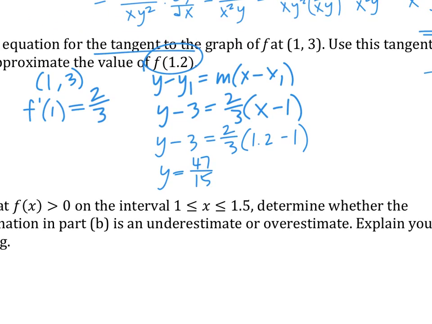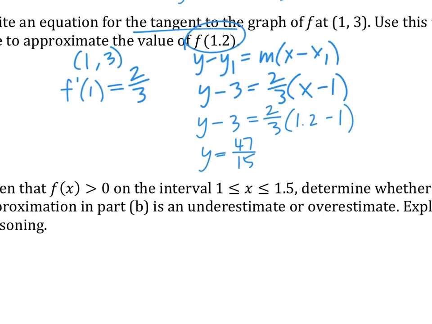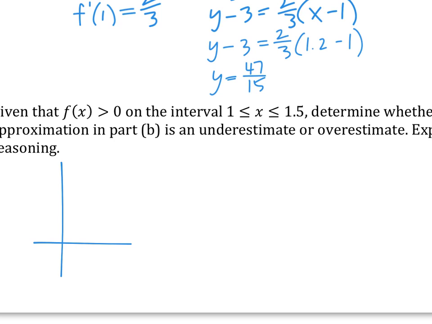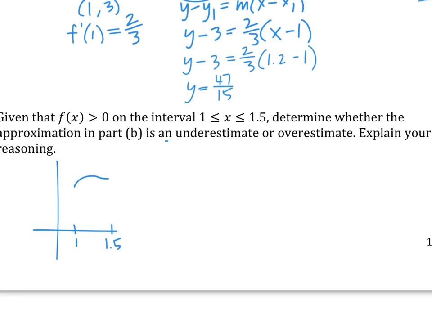All right, last one. This is kind of the hard one. Given that f(x) is greater than 0 on the interval between 1 and 1.5, determine whether the approximation in part B is an underestimate or overestimate. Explain your reasoning. Okay, what does f(x) greater than 0 mean? y is greater than 0, which means what? It's only positive. So basically the graph is above the x-axis. So your graph is like this. That's what it means, between 1 and 1.5. Beyond 1 and 1.5, we don't know what's going on, but at least between 1 and 1.5, it is positive.